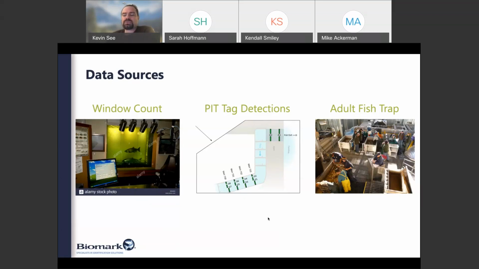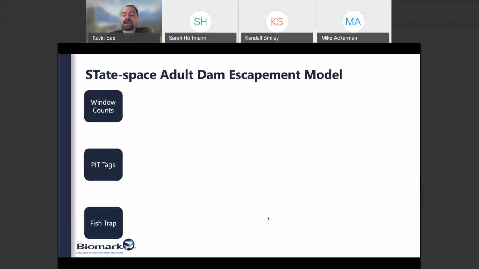So those are the 3 main sources of data, and we're going to try to combine all of that and come up with one estimate of abundance. And I'll show you a schematic of how we combine those data and what that might look like.